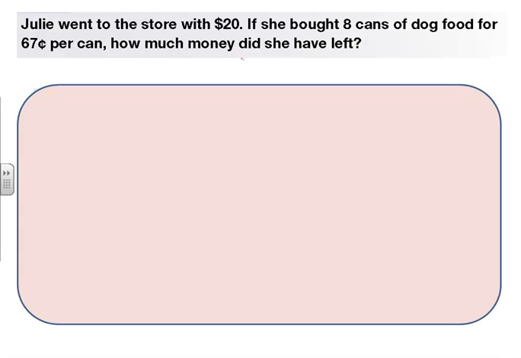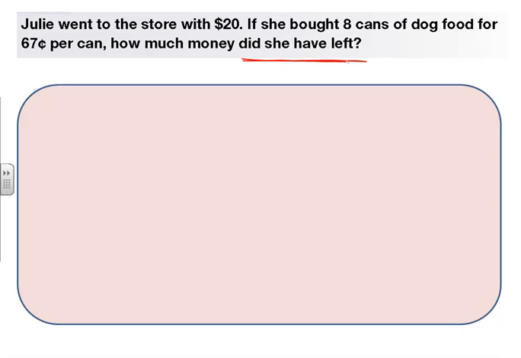So let's start. Julia went to the store with $20. If she bought 8 cans of dog food for 67 cents per can, how much money did she have left? So what's it asking us to tell? How much money she has left, which means we need to figure out how much money she spent.